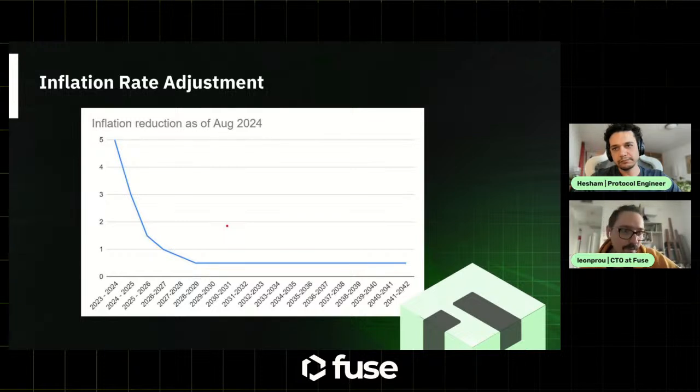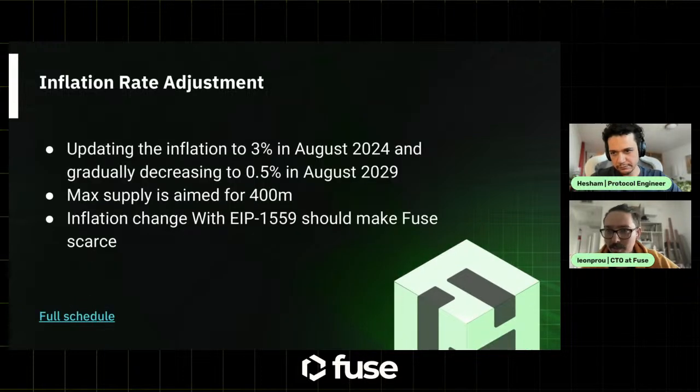It's 5% now. In August, we're going to update it to 3%, and then gradually decrease it to 0.5% in 5 years, in August 2029. As you can see, we plan to change the max supply to about 400 million, to gradually decrease the inflation. And this, together with EIP-1559, which burns Fuse, should make the Fuse token scarce.